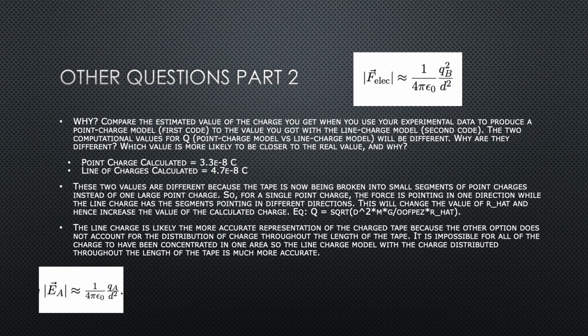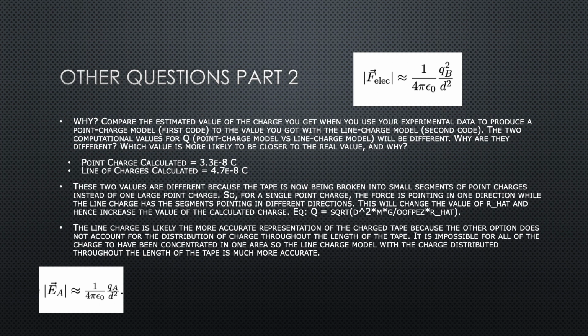And the final question in this experiment is, why is there a difference in the point charge calculated and the line of charges calculated? And the answer, simply put, is that these two values are different because the tape is now being broken into small segments of point charges instead of one large point charge. So for a single point charge, the force is pointing in one direction, and in the line of point charges of the segment, they're all pointing in sort of different directions, which changes the value of r hat and hence changes the value of the charge calculated.